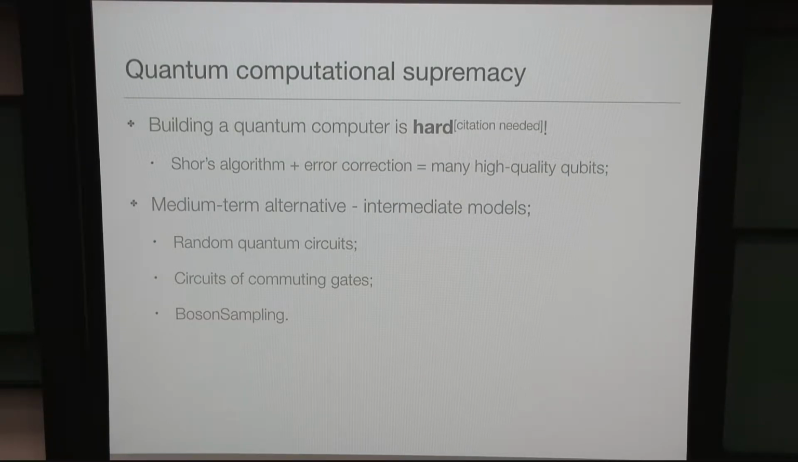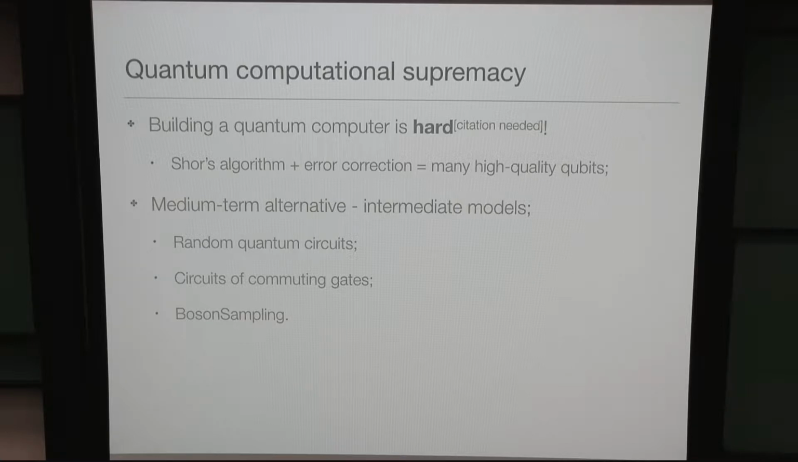Okay. Better? So it fits in this context of quantum computational supremacy or quantum computational advantage that Jens mentioned on Monday. And the idea is the following. So building a quantum computer is hard, right? If you want to do Shor's algorithm, the error correction overheads are pretty nasty. And so recently, people have been looking into these intermediate models, which could provide some sort of medium-term alternative to building an actual universal quantum computer, okay?